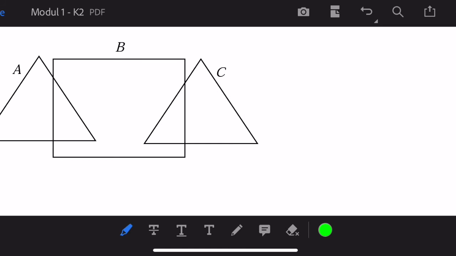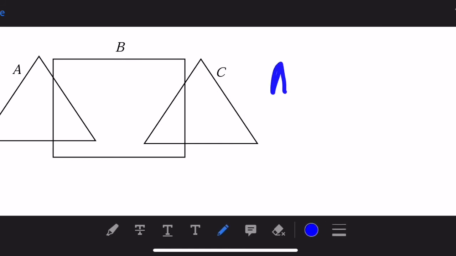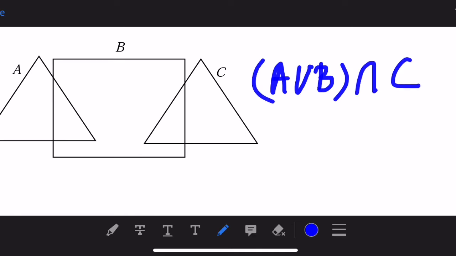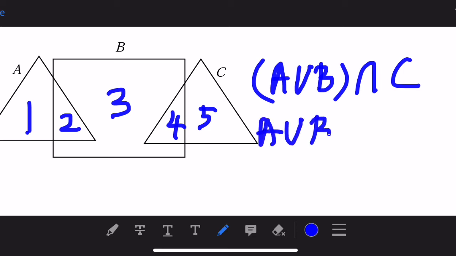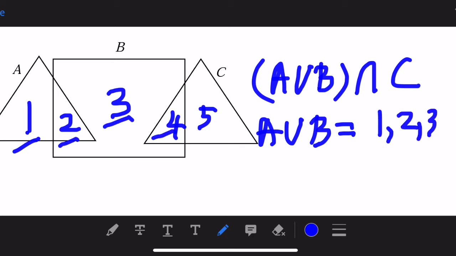So let's proceed to this one. The question is asking A union B, and then intersect C. So we will do A union B first. First of all, as I said, you label 1, 2, 3, 4, 5. Union means take in all the members. So for A union B, take in all the members. We have 1, 2, 3, 4, right?